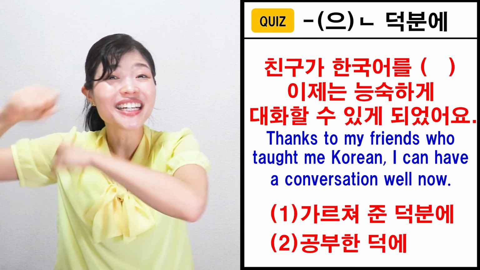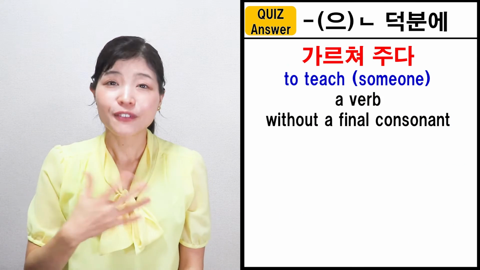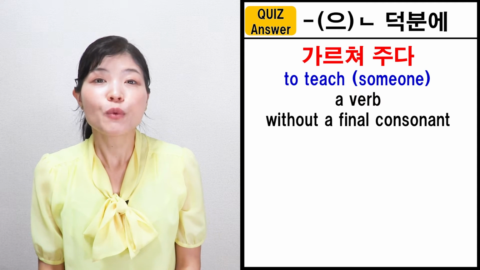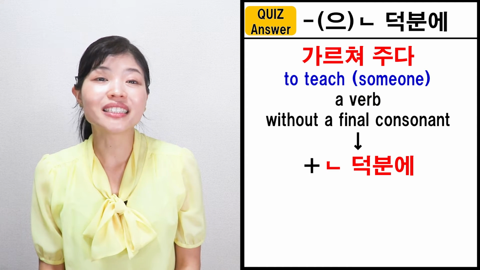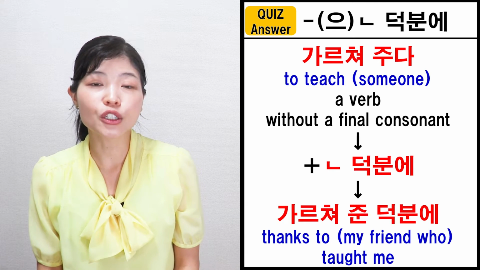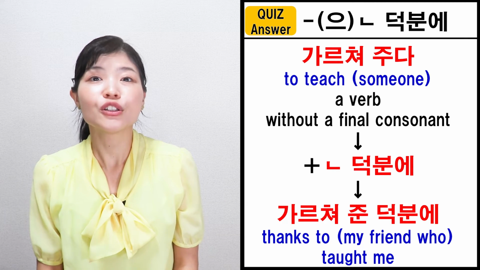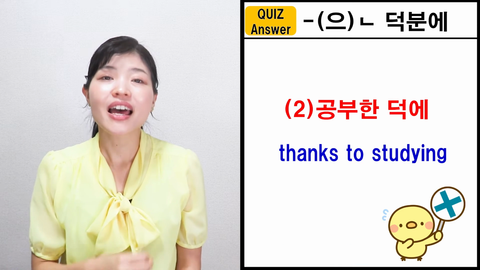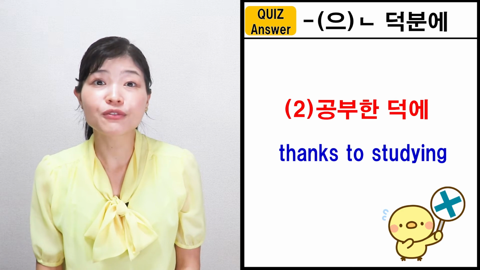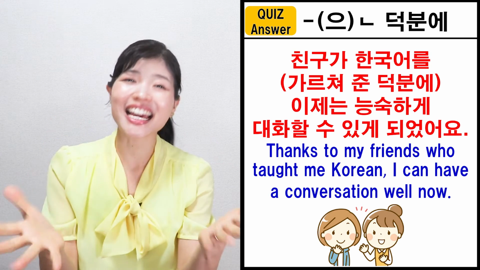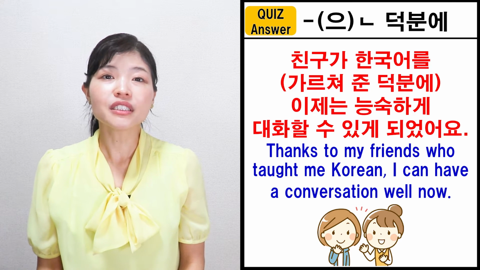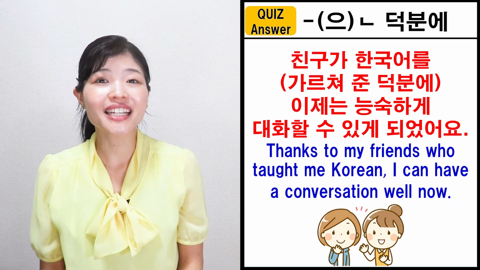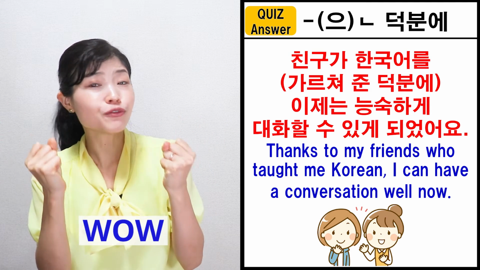The correct answer is number 1. First, 가르쳐주다 is to teach someone. Since this is a verb without a final consonant, you add 니은 덕분에 to make 가르쳐준 덕분에, thanks to my friend who taught me. Number 2 is wrong because 공부한 덕에 means thanks to studying. It is different from the text. Now, let's read it together. 친구가 한국어를 가르쳐준 덕분에 이제는 능숙하게 대화할 수 있게 되었어요. Wow, that's the power of friendship.